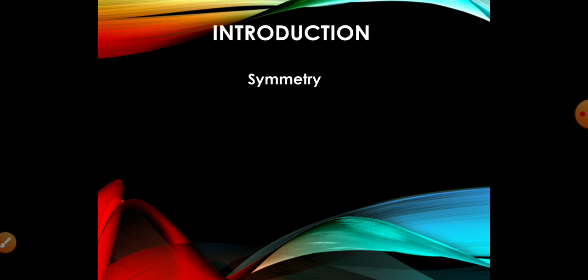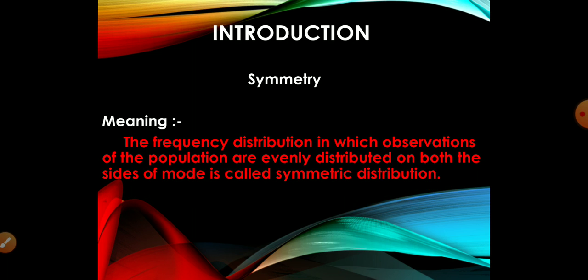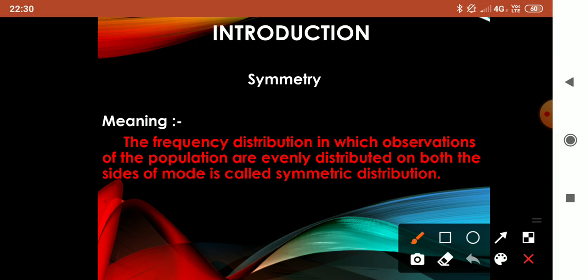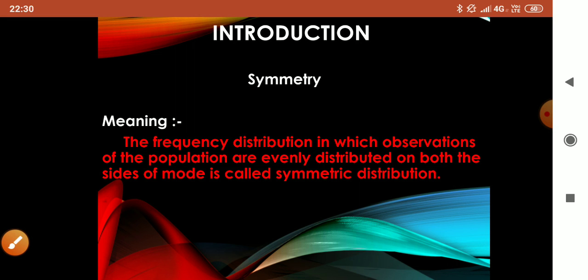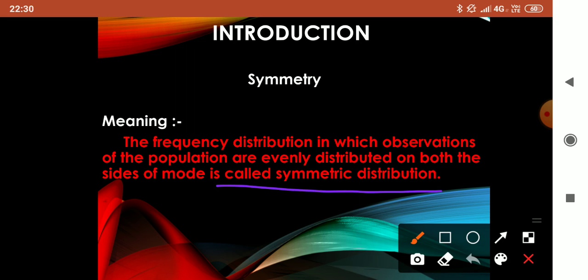What do you mean by symmetry? Meaning, the frequency distribution in which observations of the population are evenly distributed on both sides of the mode. That means when the observations are equally distributed. Here you can see the words evenly distributed are written, evenly distributed on both sides of the mean. That means on both sides of the mode, mean, median, mode, all, the population is equally distributed, then it is called symmetric distribution.